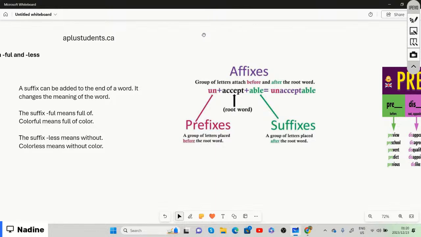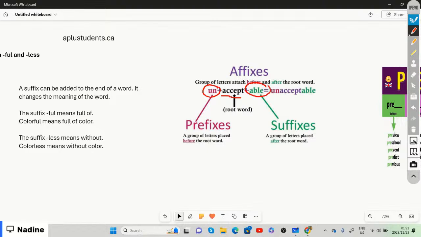If we look at this example of prefixes and suffixes, we said it's a group of letters that is attached before and after the base word, right? And here we look at an example of unacceptable. So accept is our base word. Whereas un is our prefix that is added at the beginning, just before our base word. And then we have able, which is added after our base word, right?